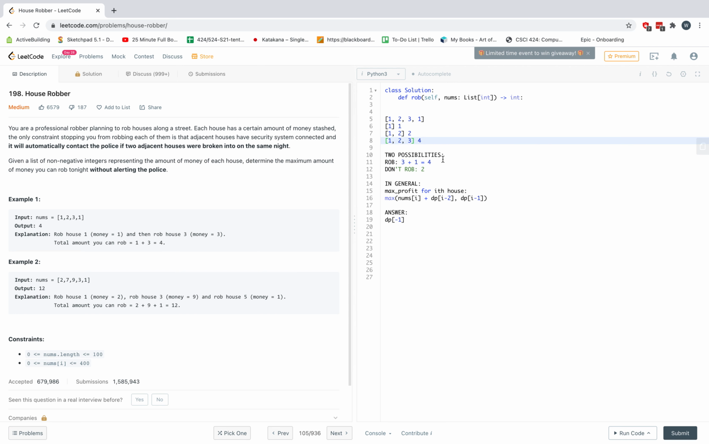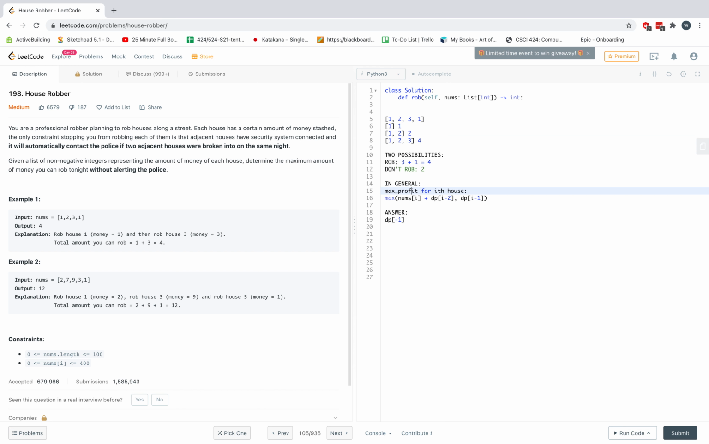The other choice is if you choose not to rob your current house, which means the maximum profit is the maximum profit of the robbing spree that ends at the house 1 position before your current position, which is 2, which yields a maximum profit of 2. So you want to take the maximum of these 2 possibilities, which is what we did, right? We chose 4 because we want to maximize the profit, right?